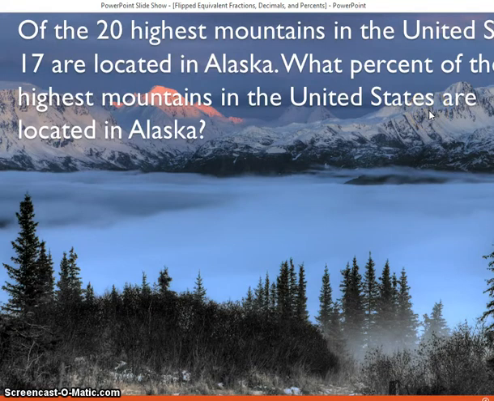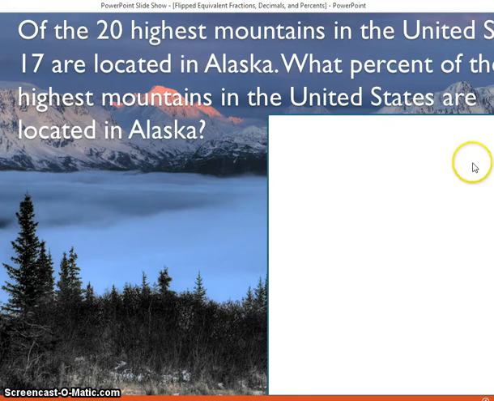Of the 20 highest mountains in the United States, 17 are located in Alaska. What percent of the highest mountains in the United States are located in Alaska? Well, we'll start with a fraction. What fraction would represent the mountains in Alaska? And that would be 17 out of 20.